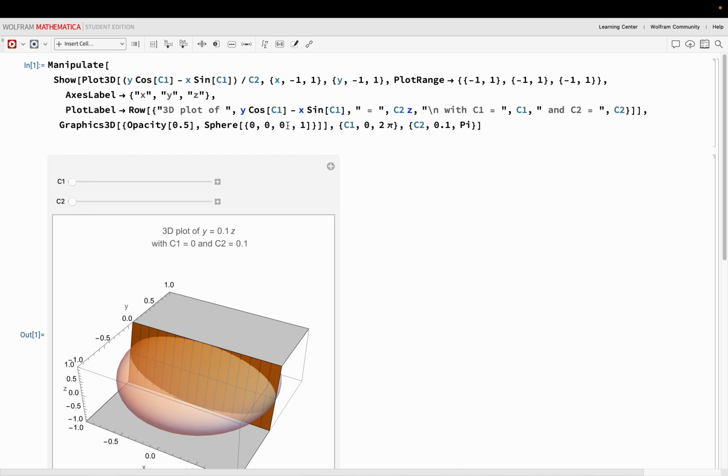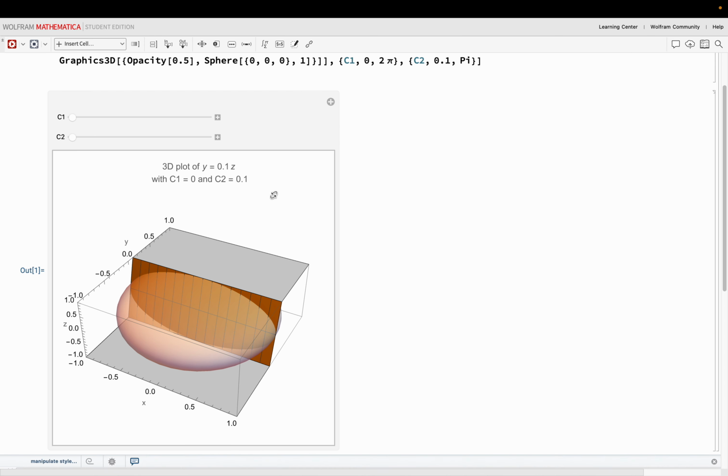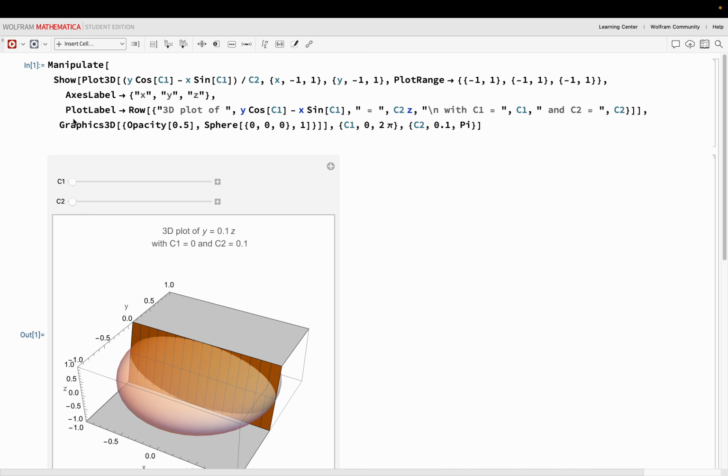Also I have created a sphere with the origin as the center and radius 1. Now I will show the animation. Here you can see that c1 and c2 are the parameters, because when you vary c1 and c2, it will give a family of planes, not just one plane.